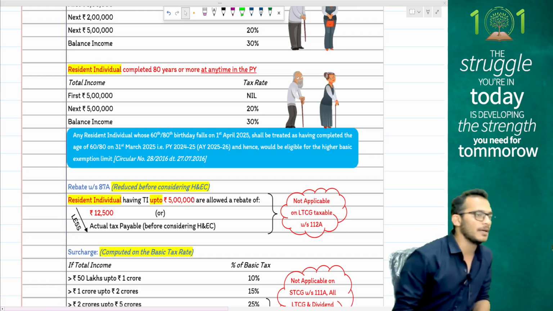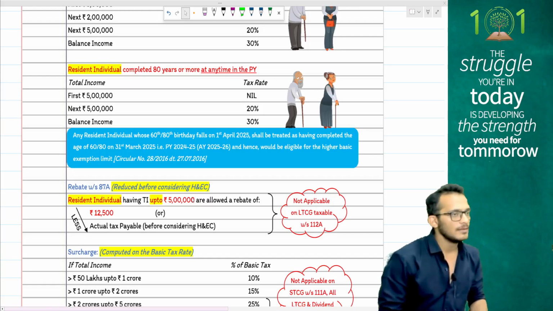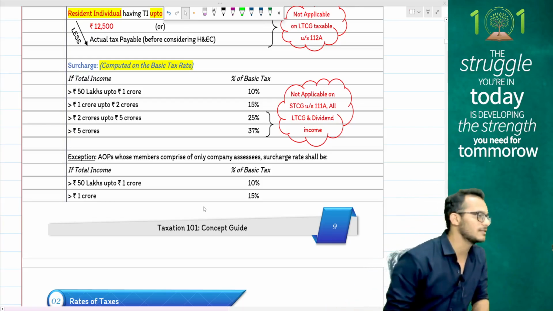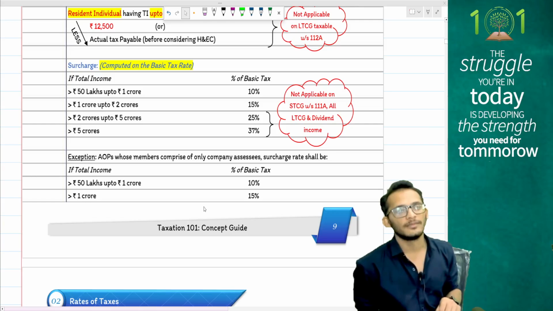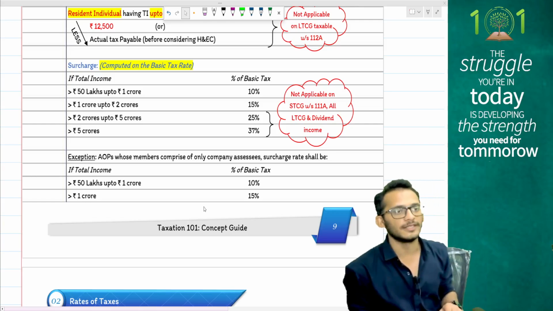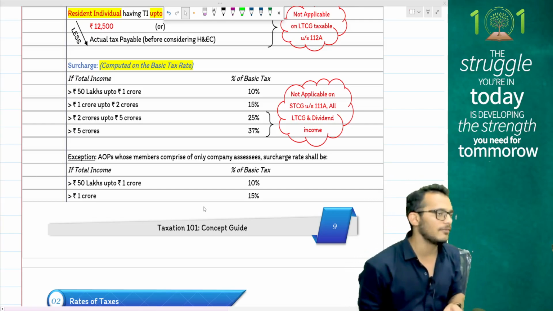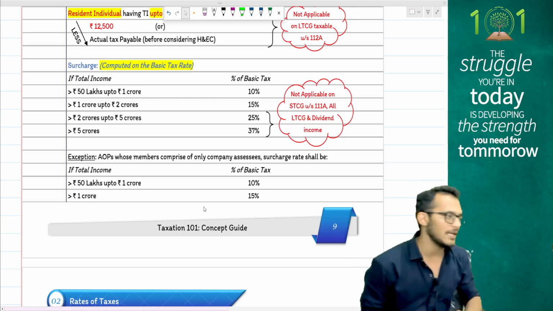But if you end up becoming a rich person, you are liable for surcharge, where if you are up to 50 lakhs, it is no surcharge. 50 lakhs to 1 crore, it becomes 10%. 1 crore to 2 crores, it is 15%. 2 crores to 5 crores, it becomes 25%. And then above 5 crores it becomes 37%.